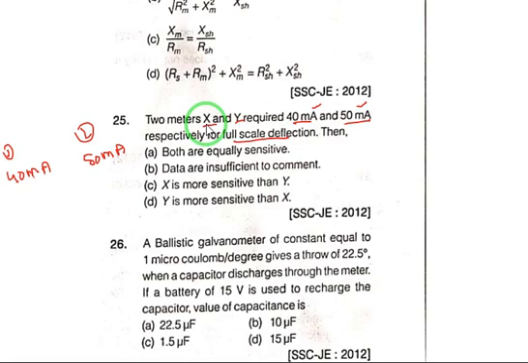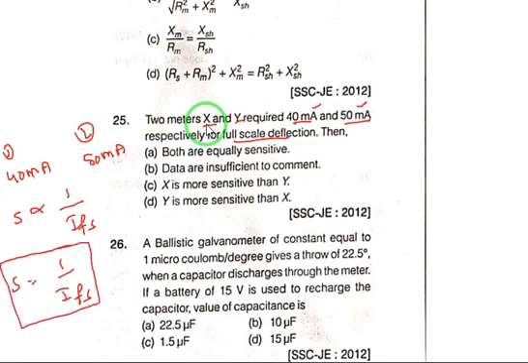And see the relation. What is the relation between sensitivity and full scale deflection? Sensitivity is proportional to 1 by full scale deflection. That is, we can say sensitivity equals 1 by full scale current. From this formula we can say sensitivity is inversely proportional to full scale current. If full scale current is less, deflection will be more. If full scale current is more, deflection will be less. Hope you understood. Both are inversely proportional.